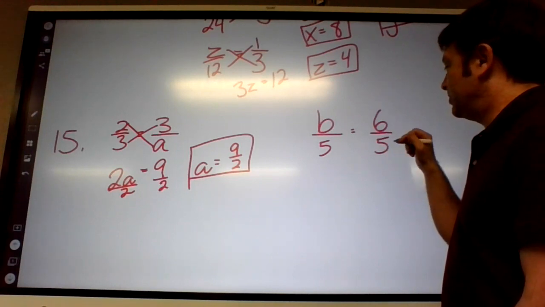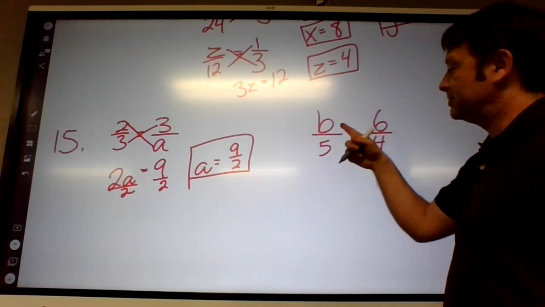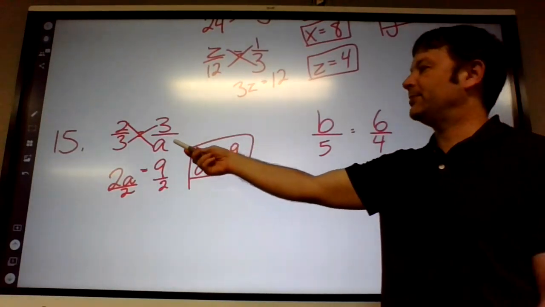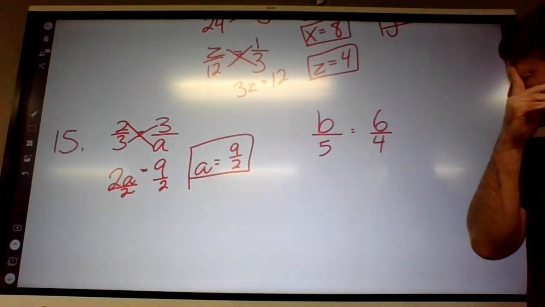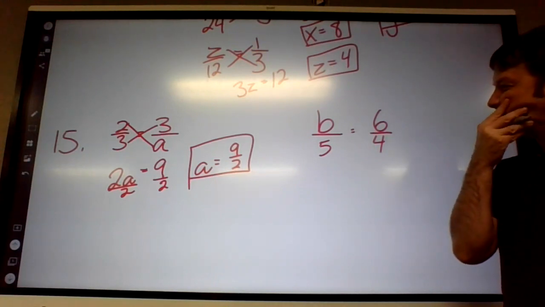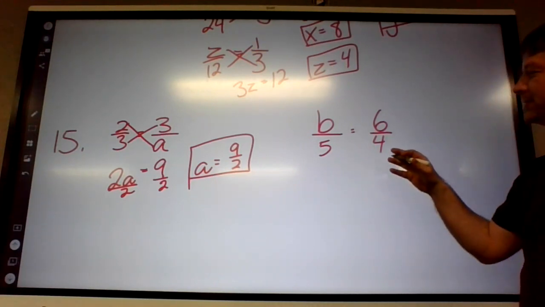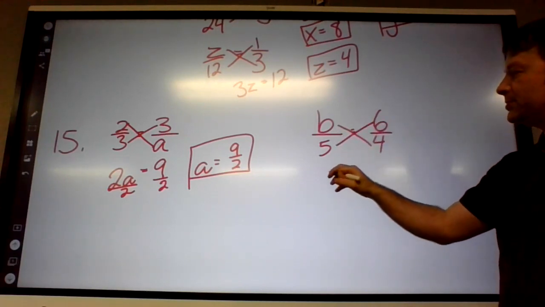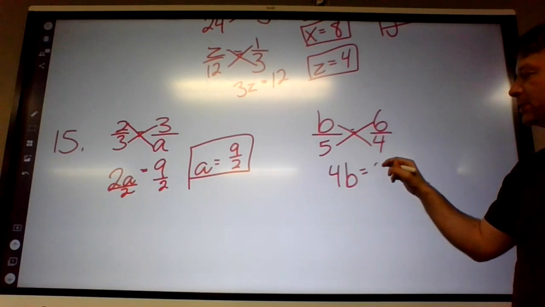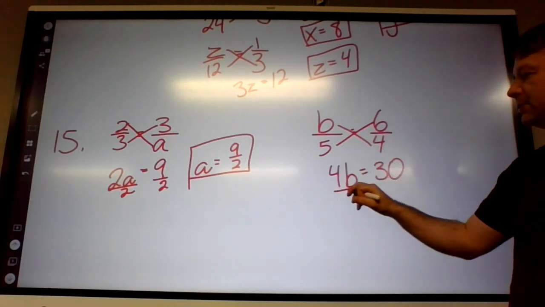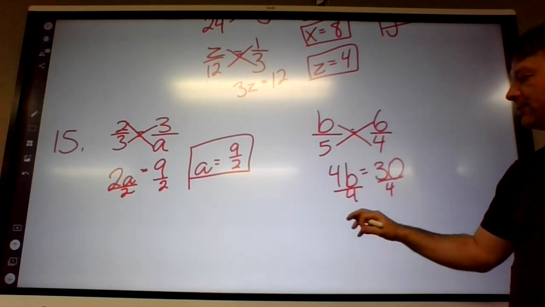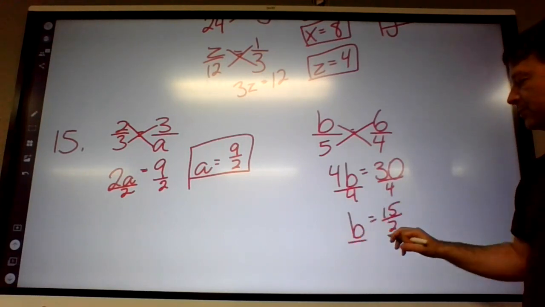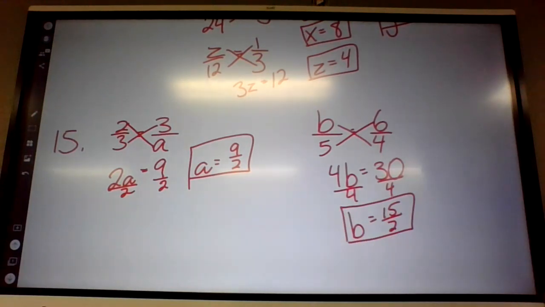We could have done 5 on top. 5 over B equals 4 over 6. That's kind of what we did last time. A was on the bottom. All right. And we could reduce that too, but 4B equals 5 times 6, 30. 30 divided by 4 is 15 over 2, or 7.5.